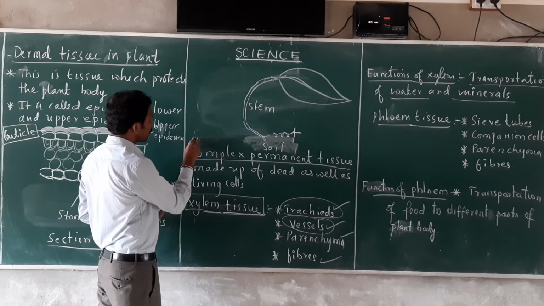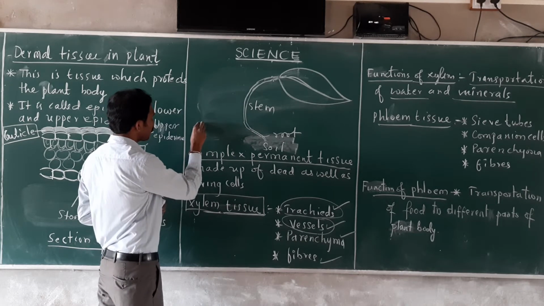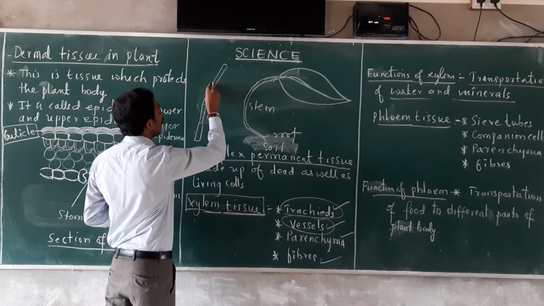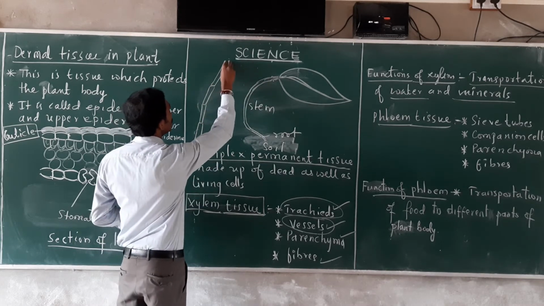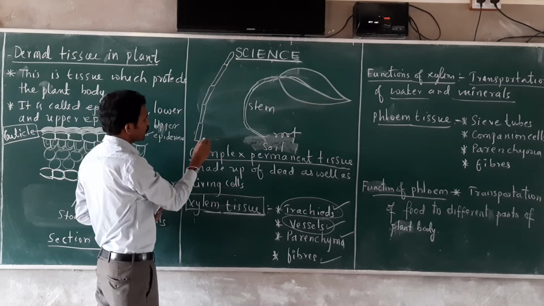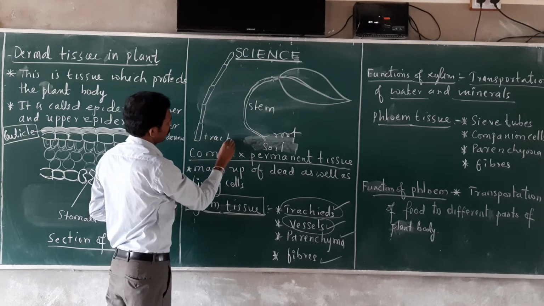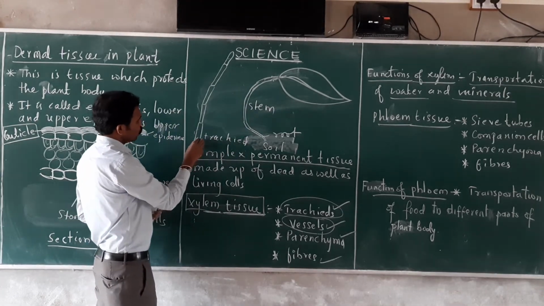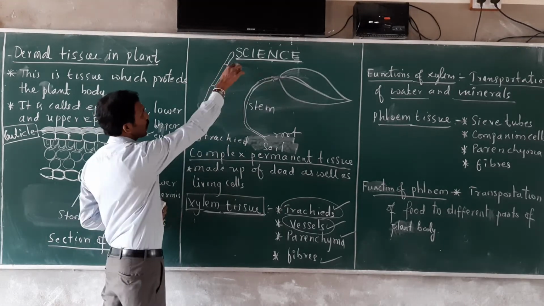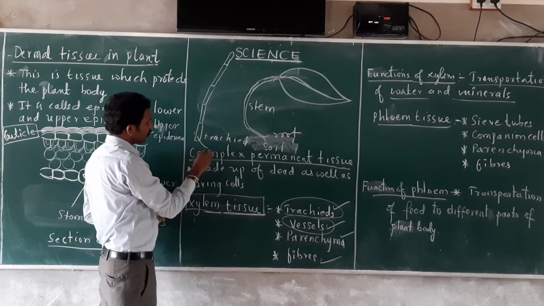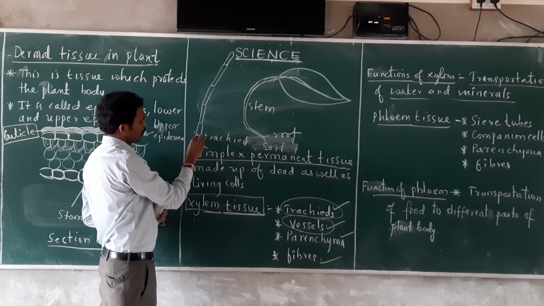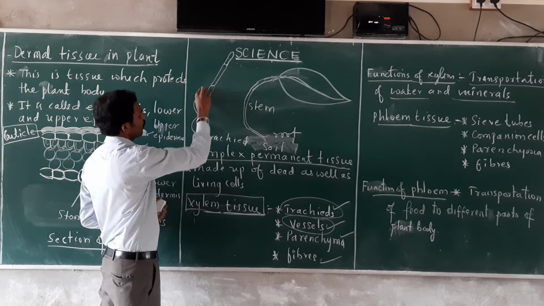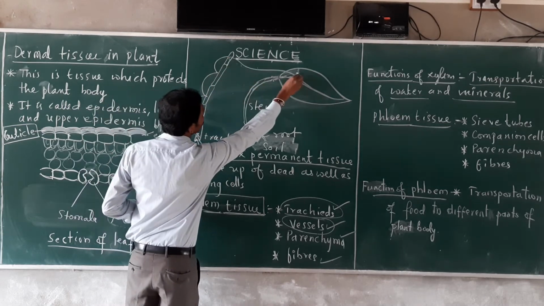These tracheids and vessels are arranged in such a way that they form a long tube. See here, this is a tracheid. They form a long tube like this. So they are present in the root as well as the stem as well as the leaf. So water is absorbed here like this. Water is absorbed, and this water is carried to the next tissue, the next cell, finally to the leaves.